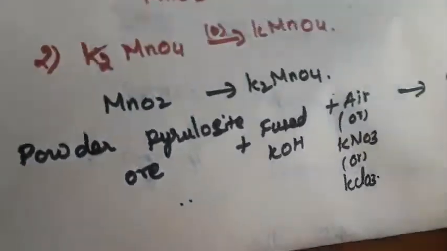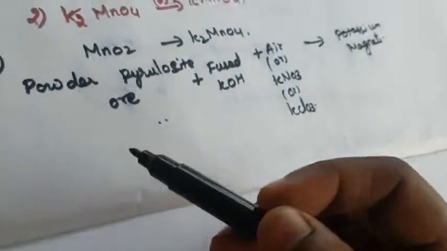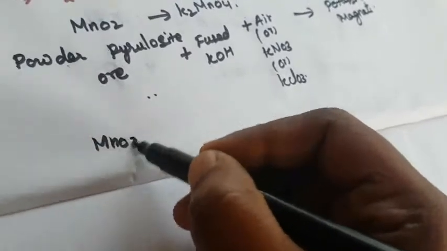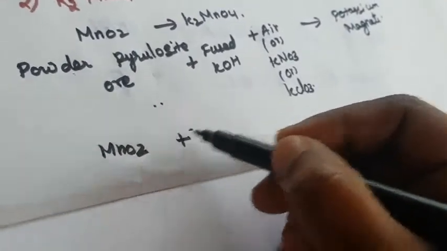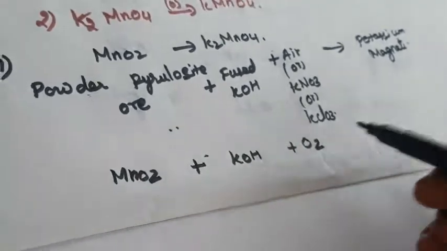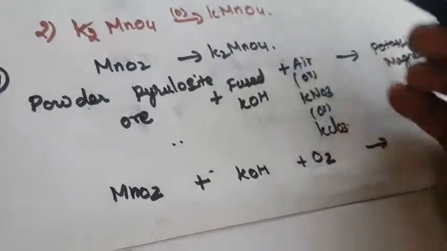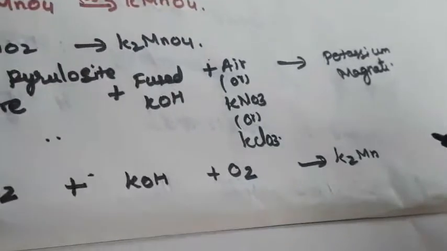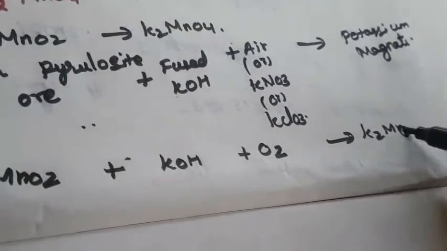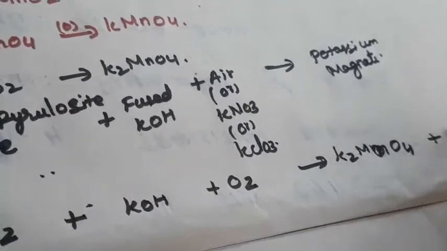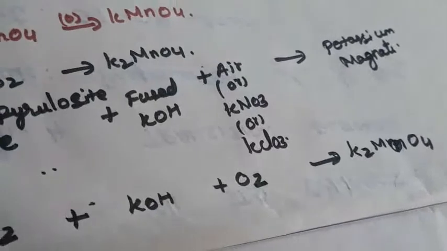Now how to write that equation? Powdered ore of pyrolusite is MnO2, right? Then KOH, and air, I am writing O2. Potassium manganate is K2MnO4. Finally a water molecule is formed.